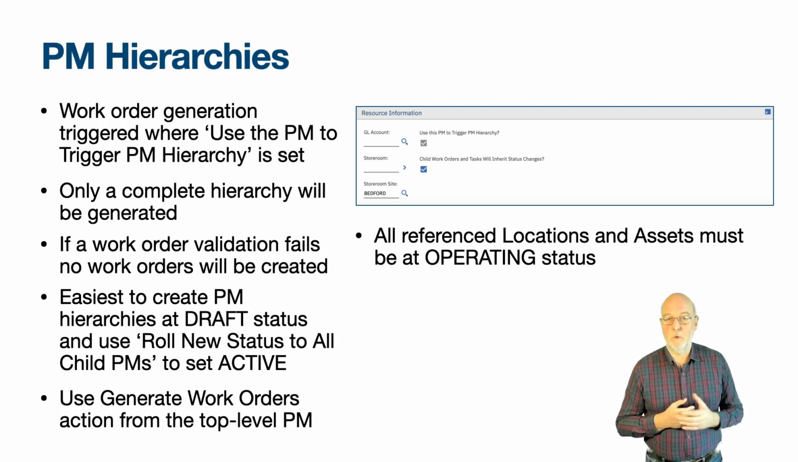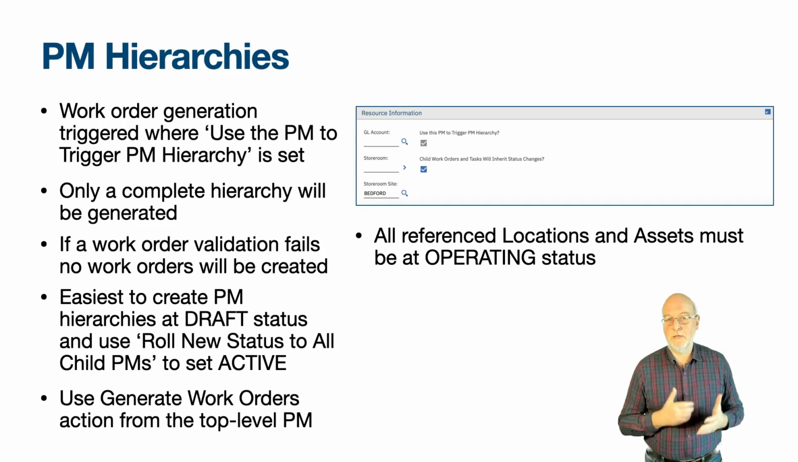Maximo may generate the work order corresponding to the PM at the top of the hierarchy, but as it works down, if it finds a PM with a location or asset that is not at an operating state or a synonym, you will receive an error like BMXAA3186E: The asset or location associated with PM1038 has a status of not ready. Change the status to an active state to generate work orders.